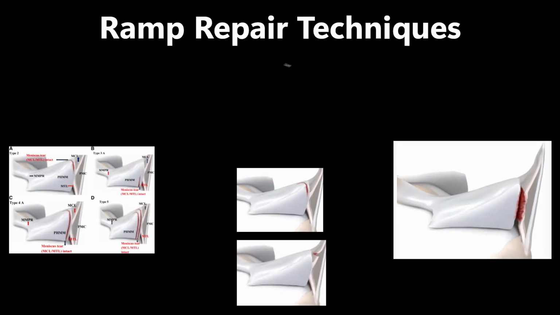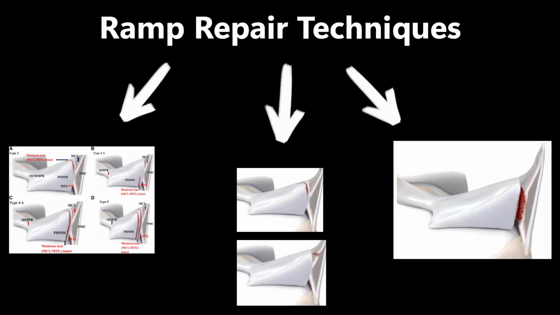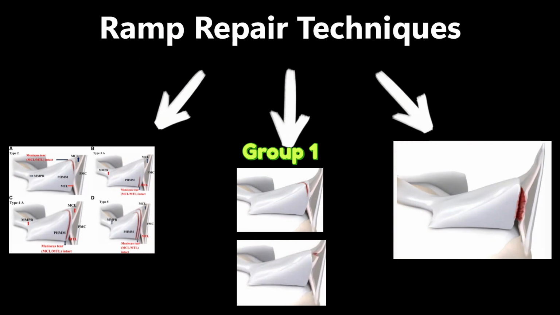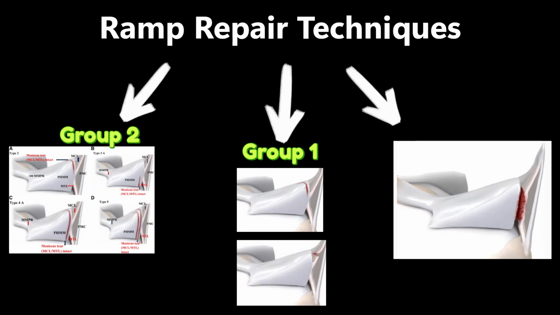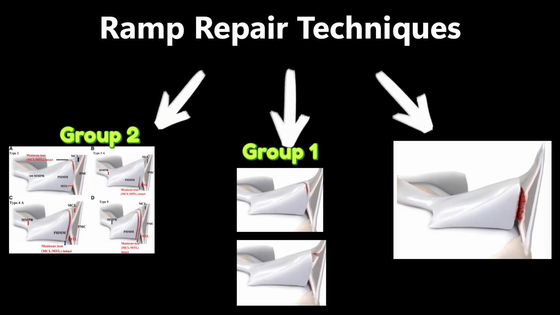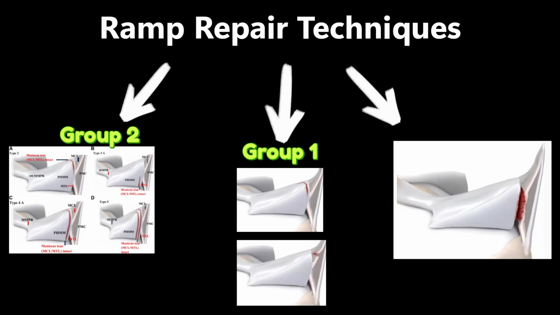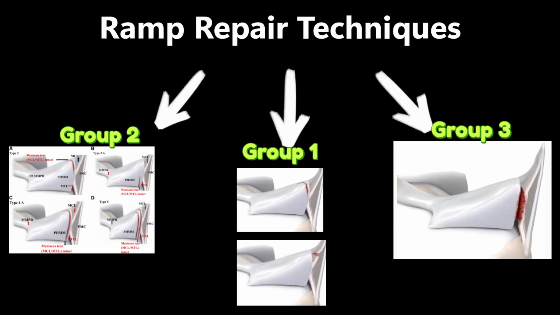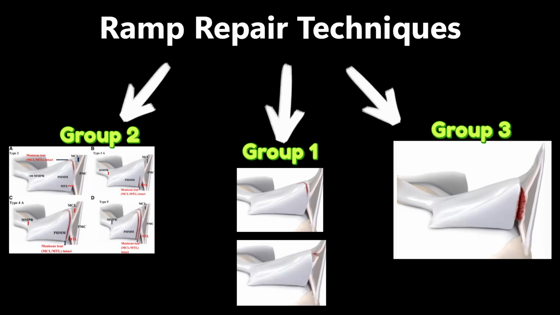Ramp lesions can broadly be classified into three groups. One with a stable tear, which can be treated conservatively. The second group includes lesions where the tear is present in the meniscus, and the meniscocapsular junction remains intact. The third group includes lesions where the meniscocapsular junction is torn.